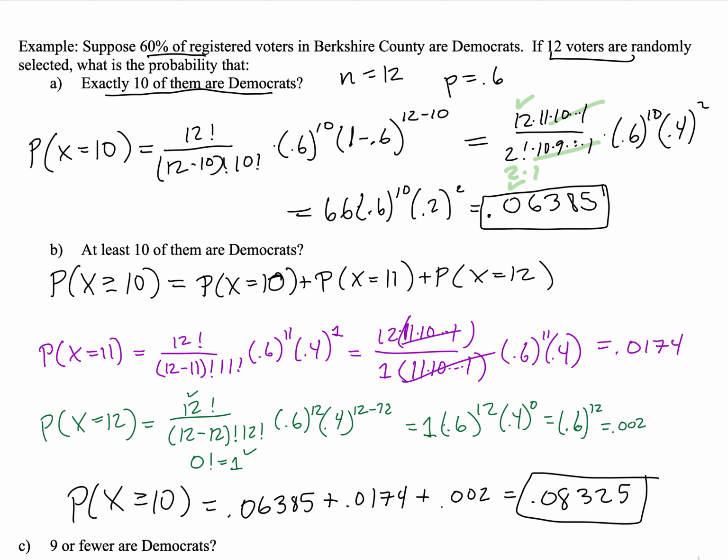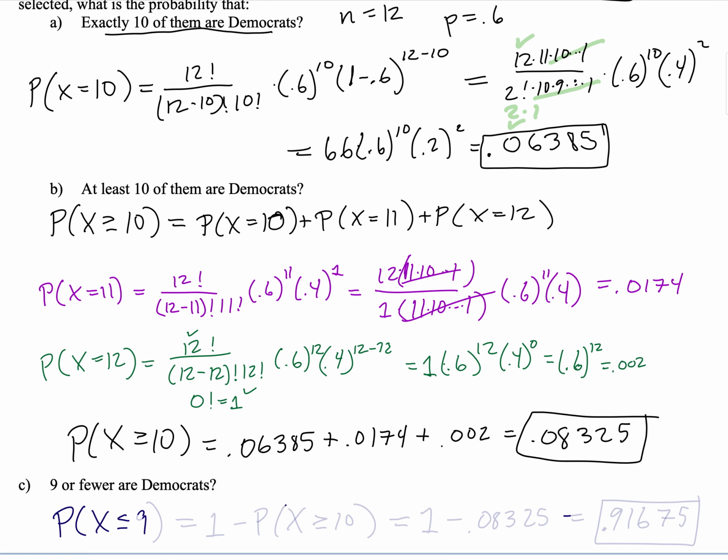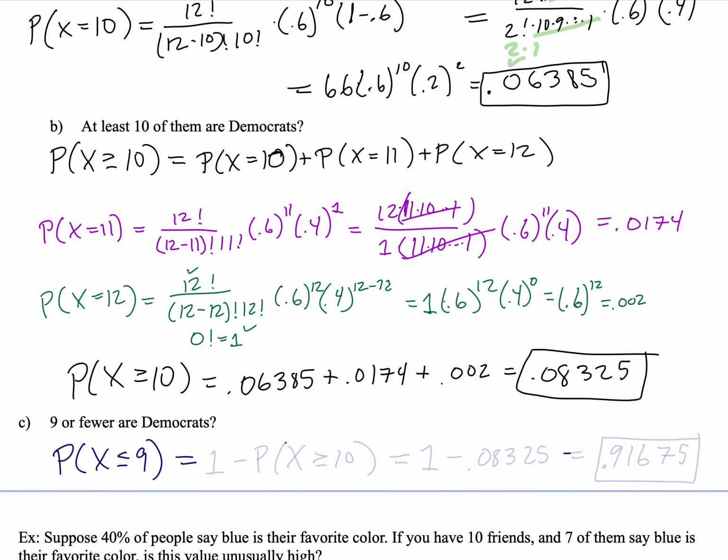Now looking at the probability that 9 or fewer are Democrats, so the probability that x is less than or equal to 9. One way we could do that is the same thing we were doing: find the probability that x is equal to 0, plus the probability that x is equal to 1, plus dot, dot, dot, the probability that x is equal to 9.